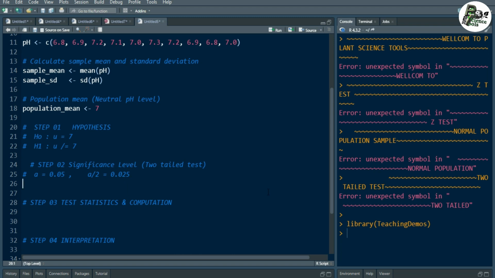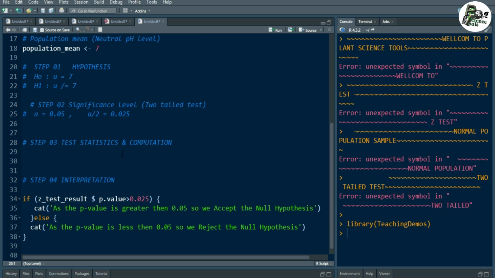Step 3 is our computation, where we use the test statistic. We know this is a z-test question, so we will use the z-test to calculate it. First of all, we will create a variable named z-test results, and then we will use the function z.test.